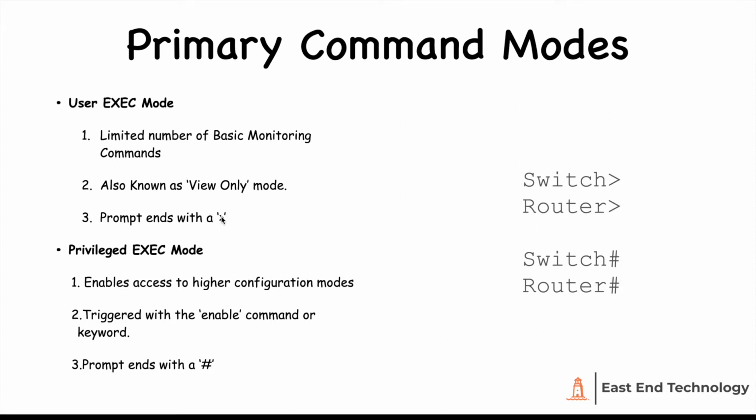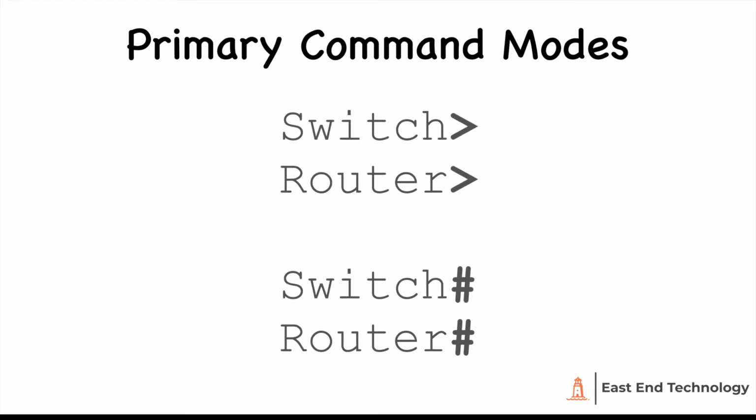Next, we have something called privilege exec mode, and this enables access to higher configuration modes. Now, this is triggered with the enable command or keyword. And what this means is if you're in user exec mode and you want to jump to privilege exec mode, you will execute the enable command in the prompt, and it's going to switch from a greater than sign to a numeral sign. Now, let's go ahead and explore these commands and determine how to switch between the different primary command modes in a real Cisco iOS router.